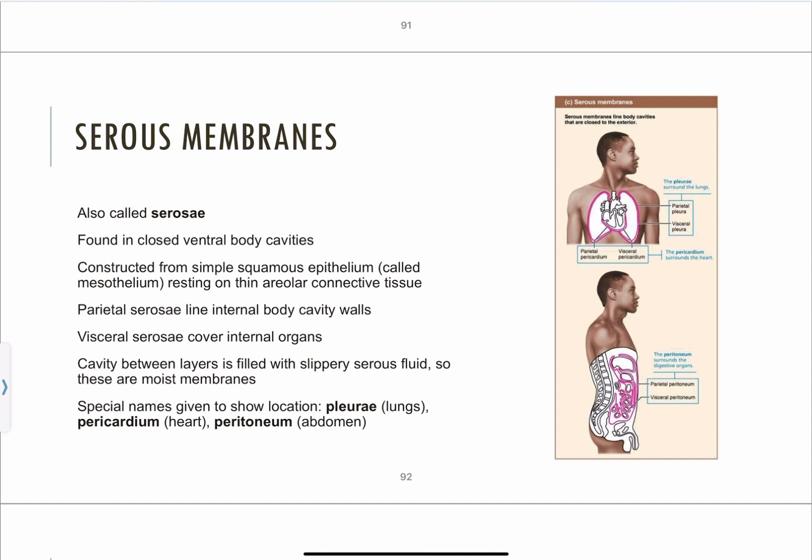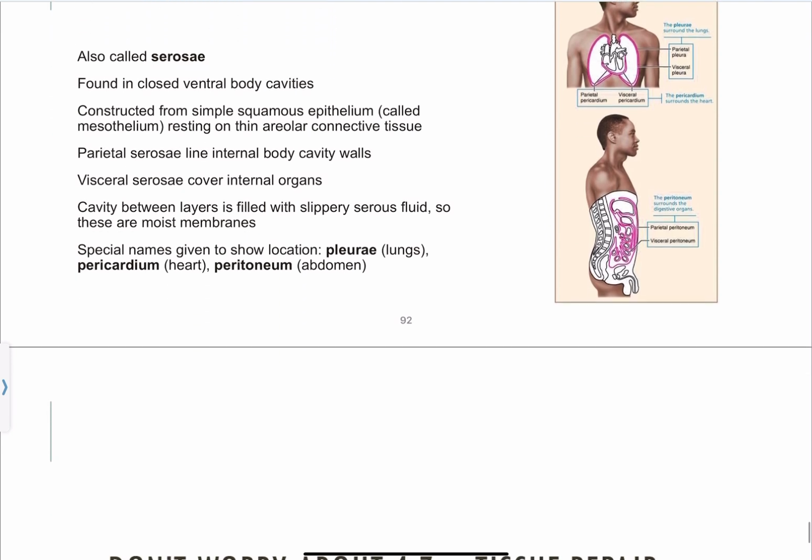And same thing with the heart and the abdomen. So if we're talking about the cavity that our heart is actually residing in, that would be lined by the parietal pericardium. On the surface of the heart itself would be the visceral pericardium. And if we're talking about our abdomen, the organs that are within our abdominopelvic cavity would be lined with visceral peritoneum, and the abdominopelvic cavity itself would be lined with parietal peritoneum.